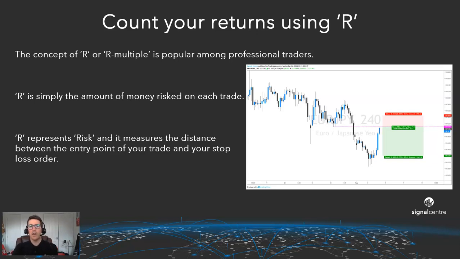So just to reiterate, R is risk. It's how much you risk on a per trade basis. You're looking to keep R to -1 if you're wrong, and if you're right, you're looking to make multiples of R. So if in this instance the trade was correct, we would have made 2.5R. If we had lost, we'd have lost 1R.